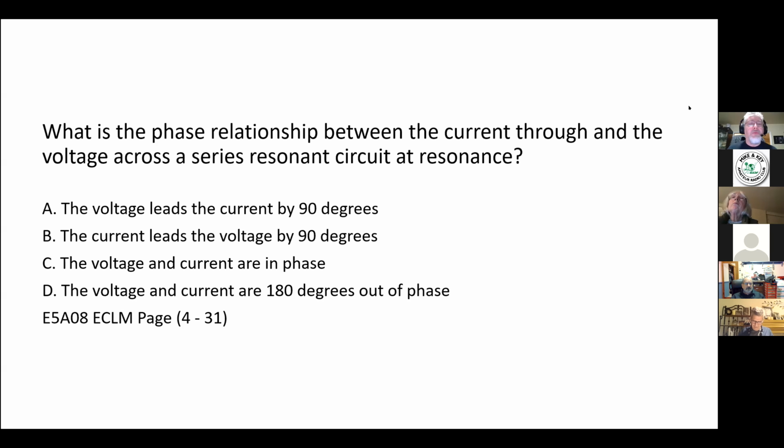What is the phase relationship between the current through and the voltage across a series resonant circuit at resonance? A, the voltage leads the current by 90 degrees. B, the current leads the voltage by 90 degrees. C, the voltage and current are in phase. D, the voltage and current are out of phase. Charlie is the correct answer. The voltage and current are in phase.